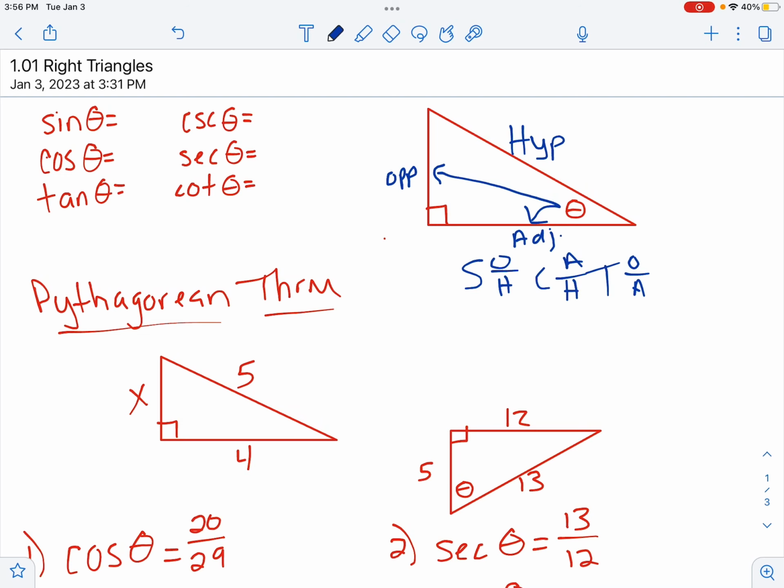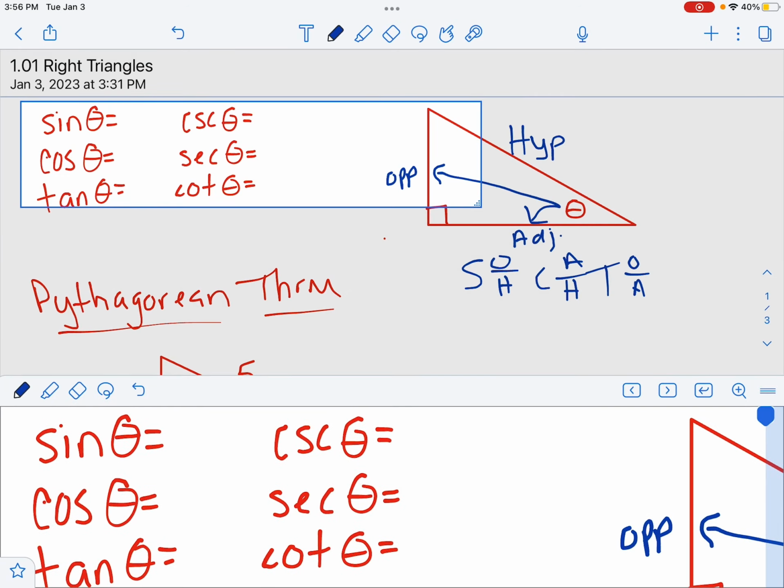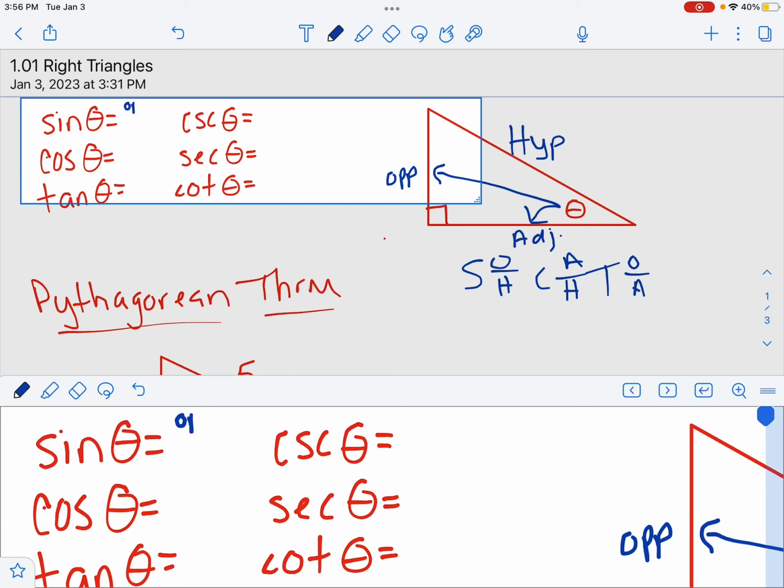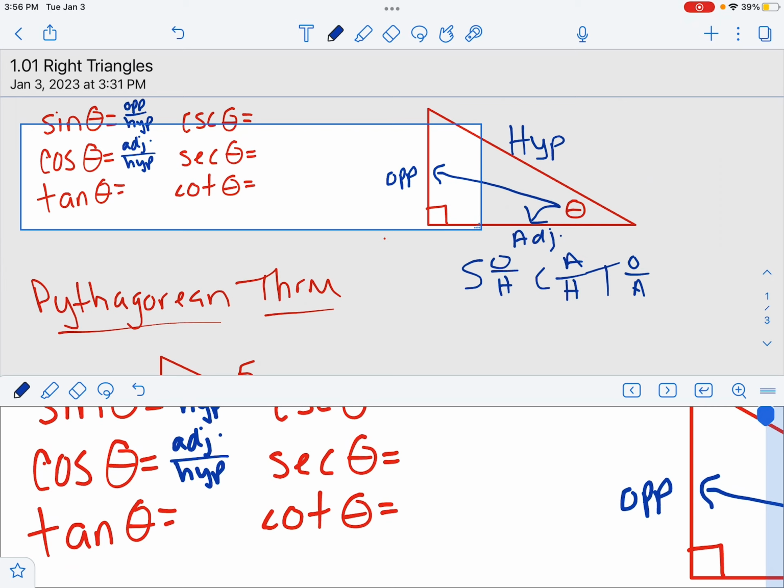For sine, it's always the opposite over hypotenuse. For cosine, it's the adjacent over hypotenuse. Remember to be careful which angle you're coming from because it will make a difference. And tangent is opposite over adjacent.